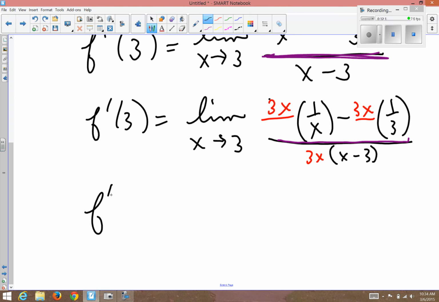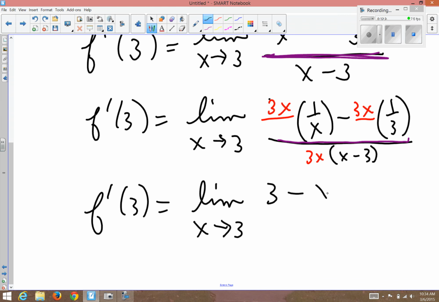So the derivative at x equals 3 equals the limit as x approaches 3. 3x times 1 over x is just 3, minus 3x times 1 over 3 is just x. And just leave the bottom like it is, 3x parentheses x minus 3. So what we did was we canceled these x's and canceled these 3's.